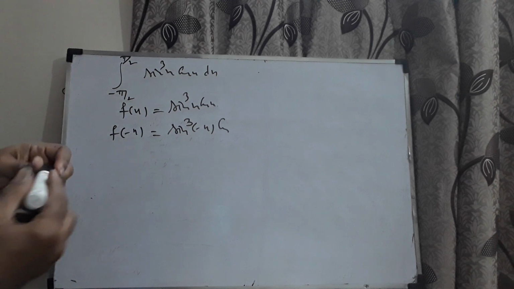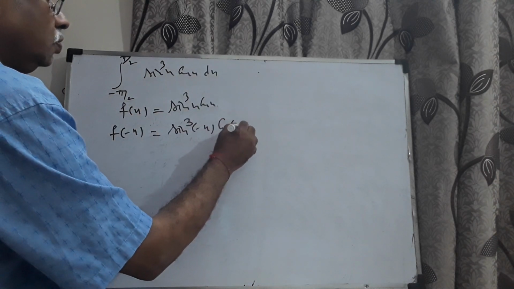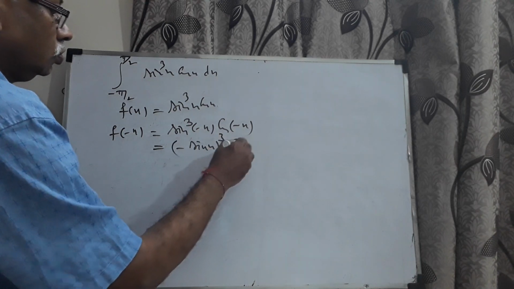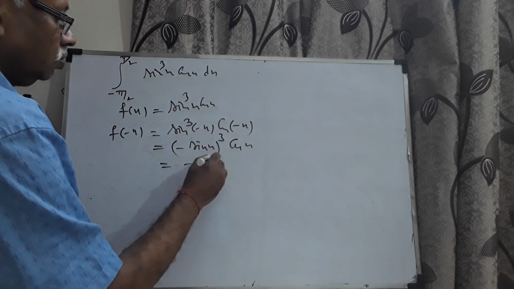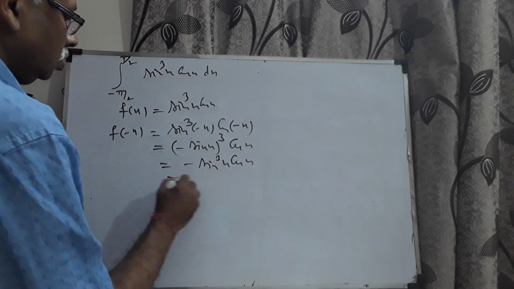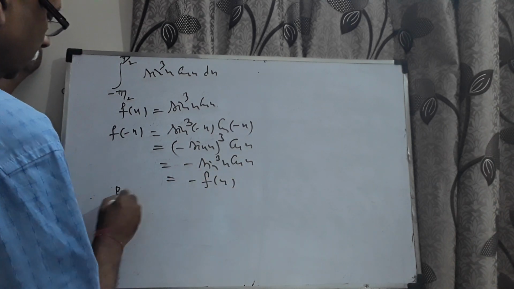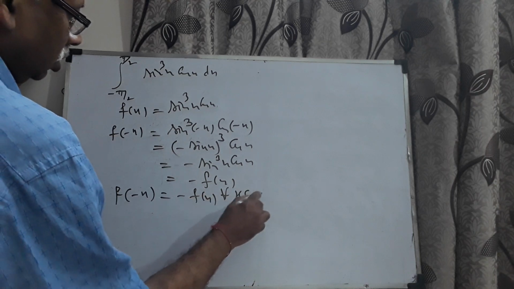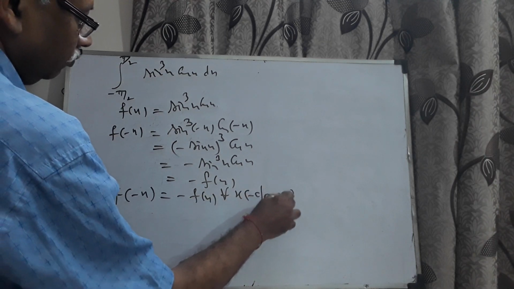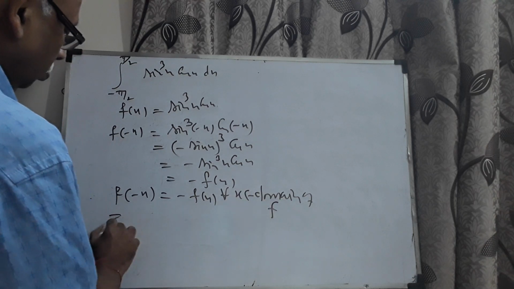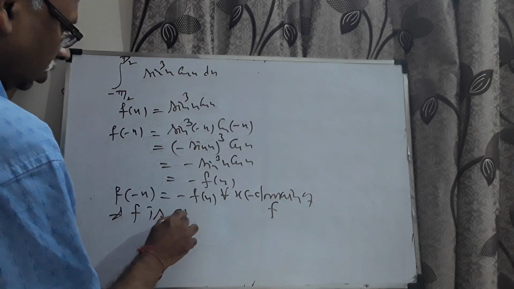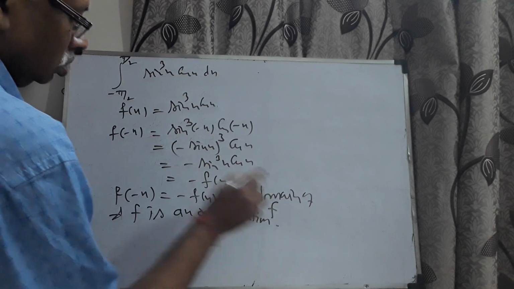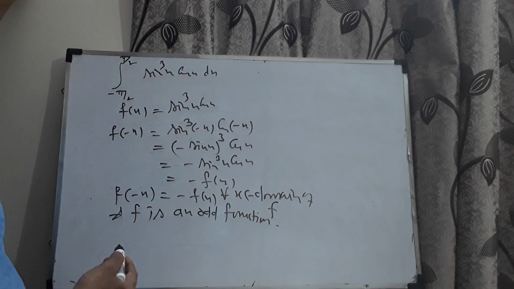Okay, now cos of minus x. This will be nothing but minus sine x the whole cube into cos x, which is minus sine cube x cos x, which is minus f of x. Therefore, f of minus x equal to minus f of x for every x element of the domain of f. This implies f is an odd function. That's the real meaning of an odd function.